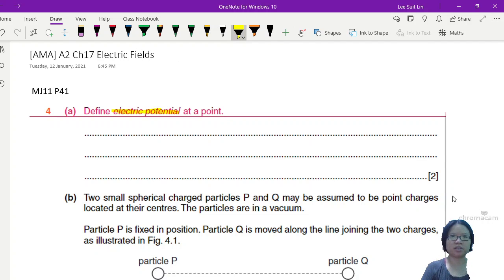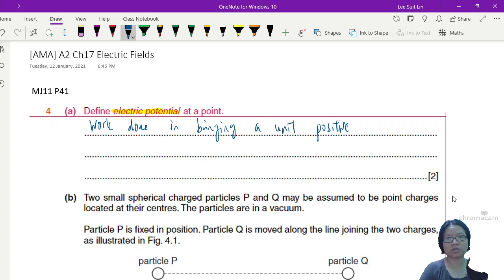So I think by this point in time, hopefully you have done enough examples to know that the definitions for A2 are fairly standard. So maybe you can take a while to recall it. This is normally defined as work done in bringing a unit positive test charge from infinity to a point in the electric field.